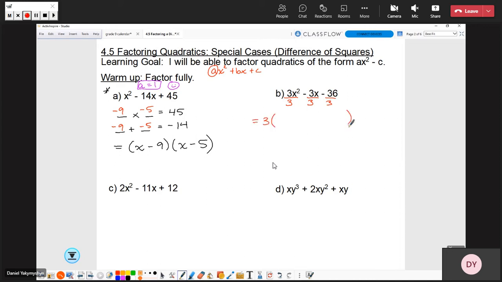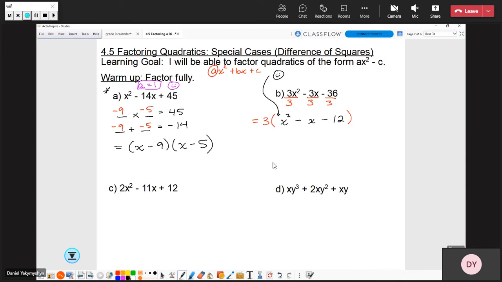Make sure you keep it out front of the brackets, otherwise you're changing many things here. So we'll end up with 1x squared minus 1x minus 12. Perfect. Now, we look inside those brackets, and we're pumped. We like that because it's just a coefficient of 1. So we know that we can just simple factor this.